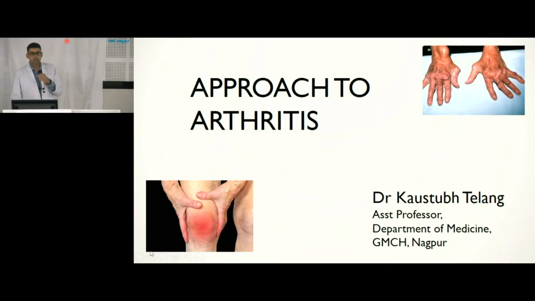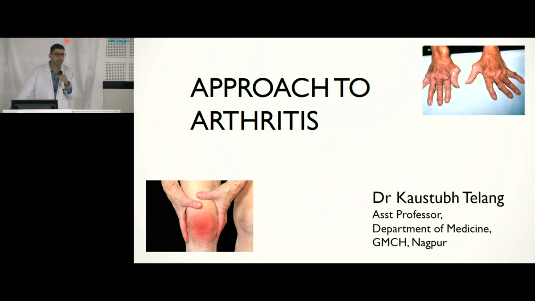Before beginning this talk, I just want to ask the audience what they understand the difference to be between these two words, arthritis and arthralgia. Anyone? Is it the same or is it different?